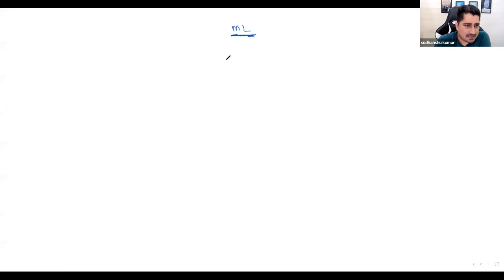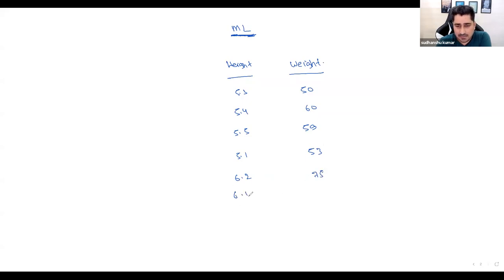So let's suppose I have a data set, a very small, vague data set. I have height, and I always give this example in all of my classes, and weight, right? So height and weight, this is the data set which is given to you. Let's suppose height is 5.3 and weight is maybe 50. Height is 5.4, weight is maybe 60. Height is 5.5, weight maybe 59. Height is maybe 5.1, weight can be 53. Height is 6.2, weight can be 75. Height may be 6.1, weight may be 78, right? So let's suppose I have done a random survey and collected some data. This is the data set which is available to me.